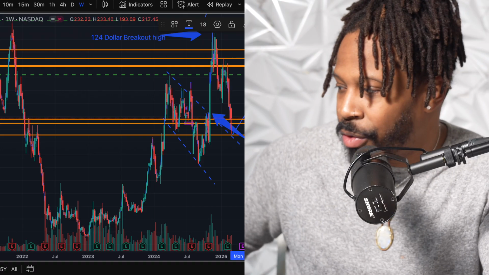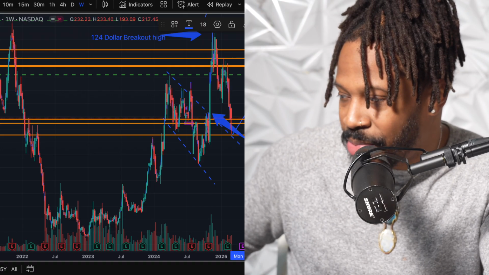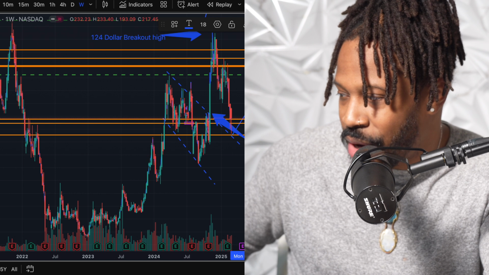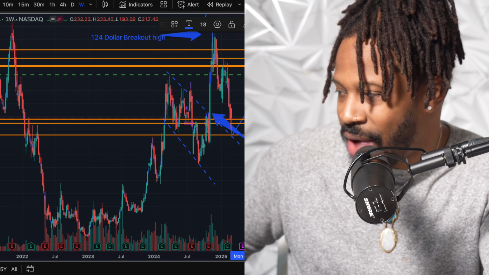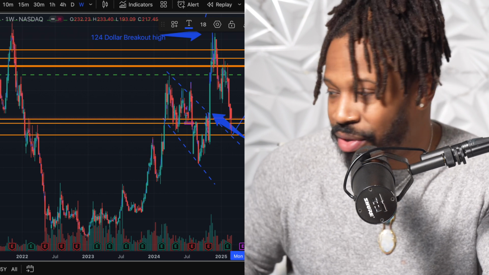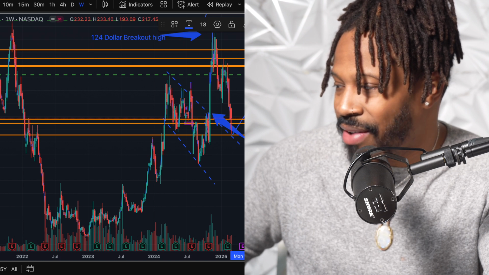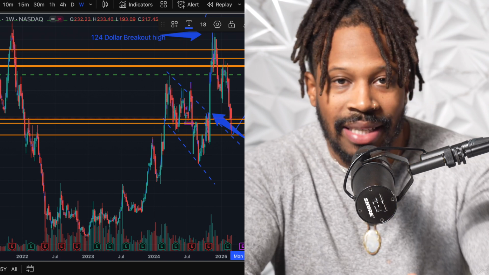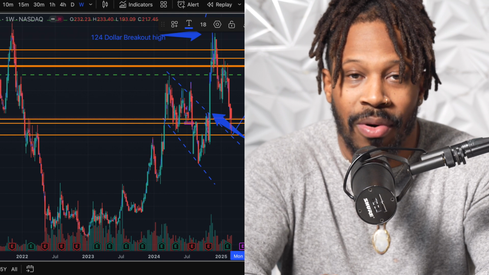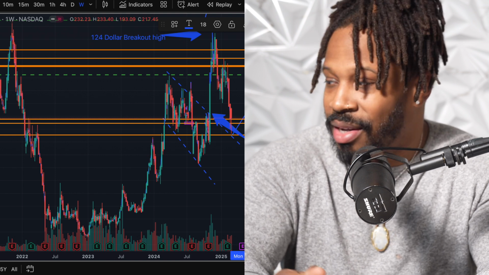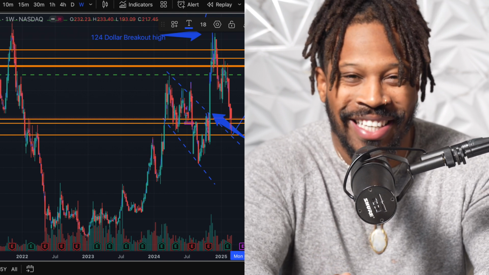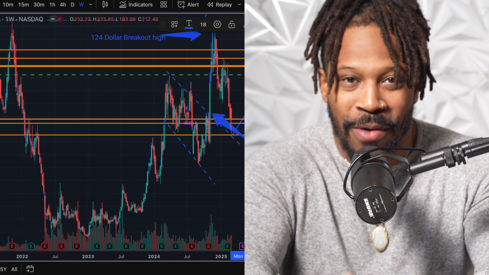Now, you could guess it at the bottom. You could get lucky, but it's not likely. So you want to catch it as it's breaking out of the handle. That's one entry, and then you can ride it up. Another way to enter is to let it break out and then let it come back and retest. Now, this takes a lot more patience. This takes a lot more time, and it also takes calming that FOMO down, right?